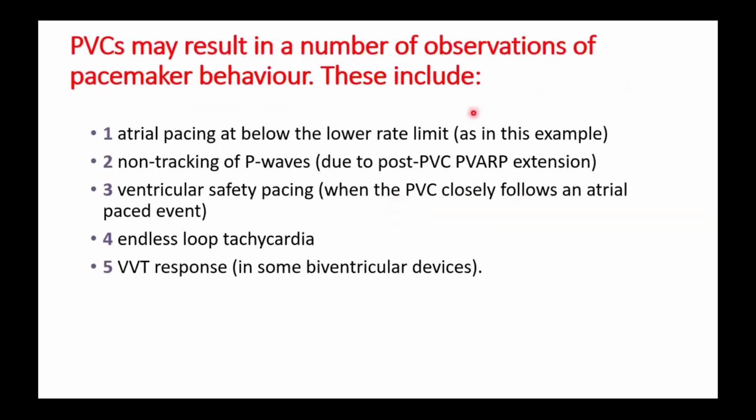And here are some of the observations that may be noticed during PVCs in a patient with a pacemaker. Like this example, atrial pacing at a rate lower than the lower rate limit during the rate histogram. Non-tracking of the P waves, as some of the P waves occur in the post-PVC PVARP. Ventricular safety pacing when atrial pacing occurs accidentally with PVCs. Also, mode switch may be initiated with PVCs.